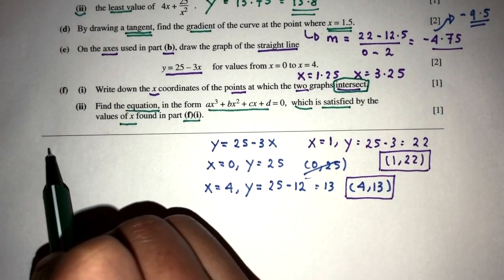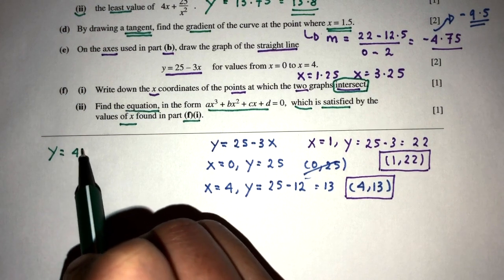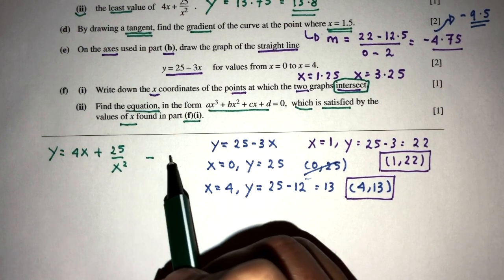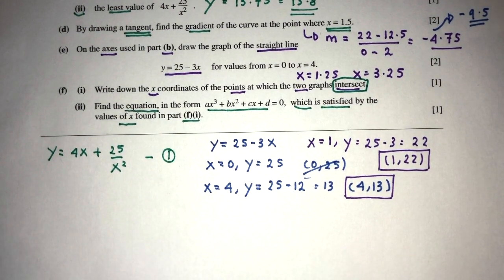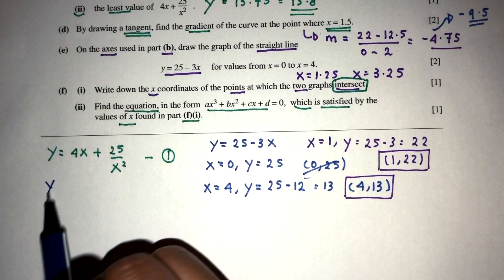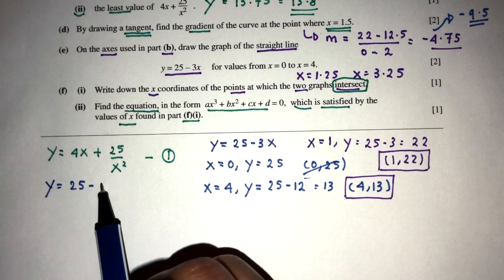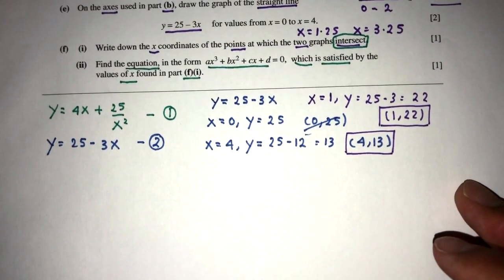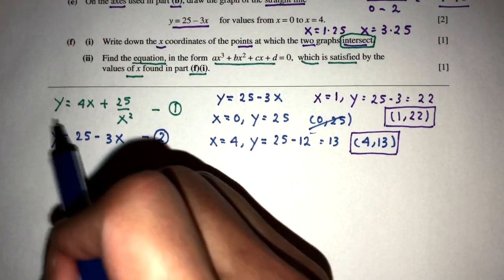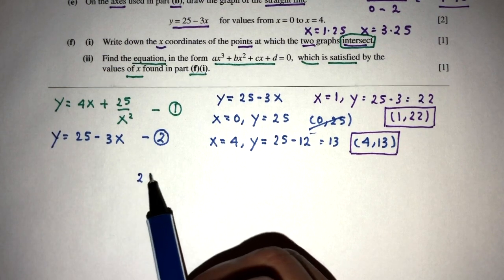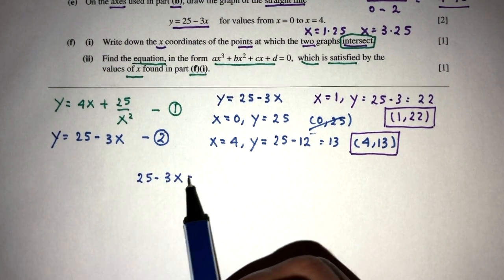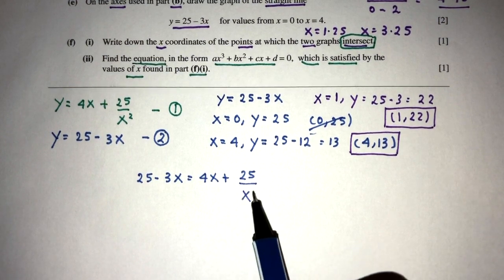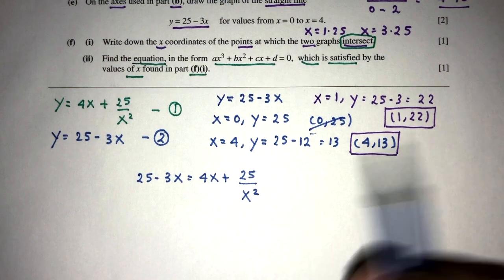Now the curve has been given to you by this equation, 4x plus 25 over x squared. That is my first equation. Now the line is y equal to 25 minus 3x. That is my second equation. So when you have two equations, you can solve simultaneously. So let's replace y in here. You will have 25 minus 3x equal to 4x plus 25 over x squared. Let's send everything to one side. Let's see what do we get.